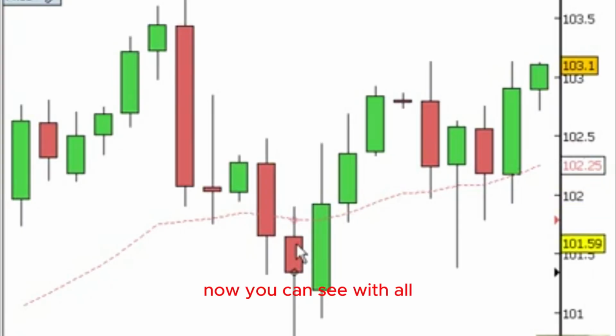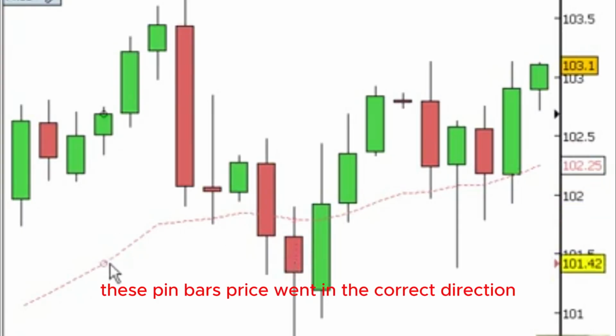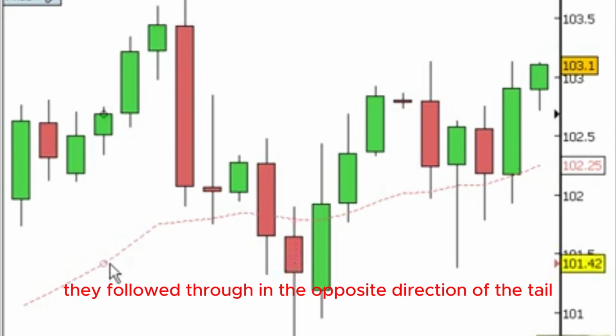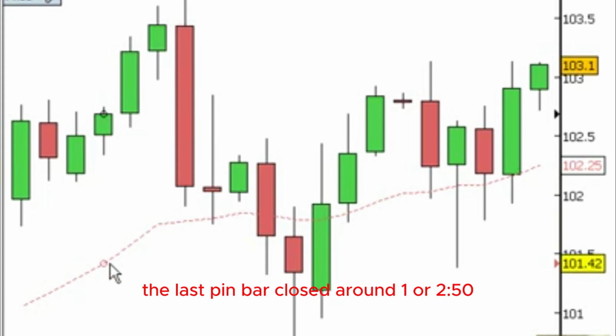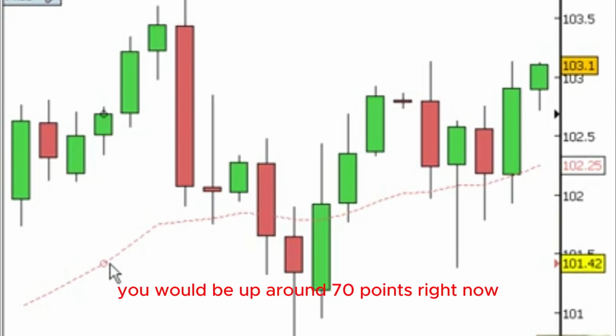Now you can see with all these pin bars, price went in the correct direction. They followed through in the opposite direction of the tail. Now currently, if you were to enter a pin bar on the Aussie yen, the last pin bar closed around 102.50. Say you took the close of that bar, you would be up around 70 points right now.